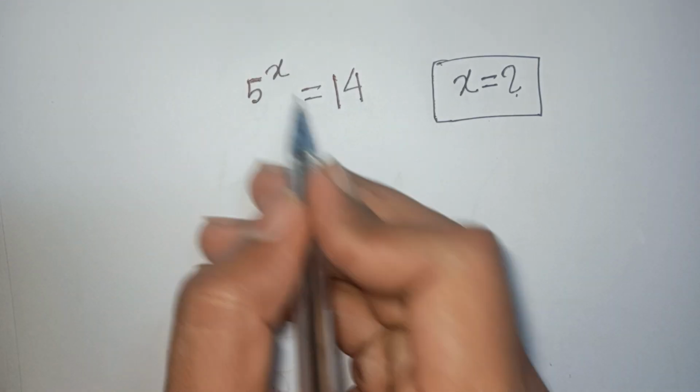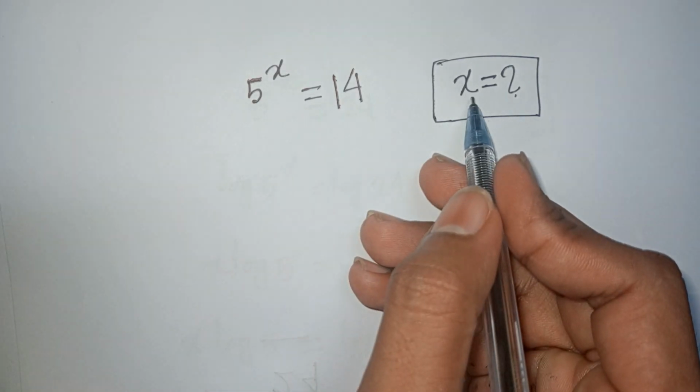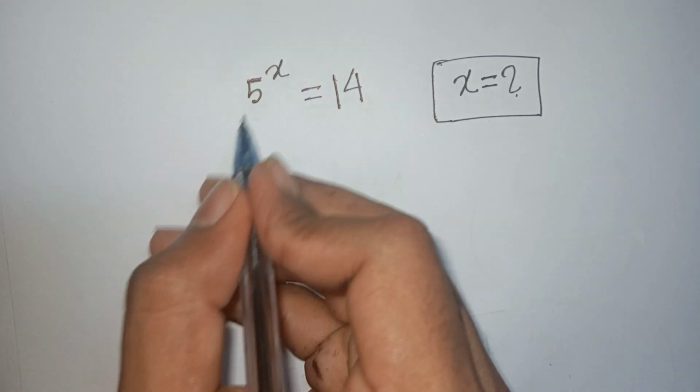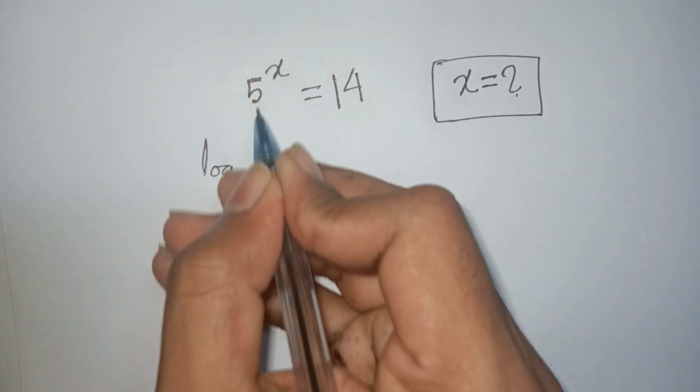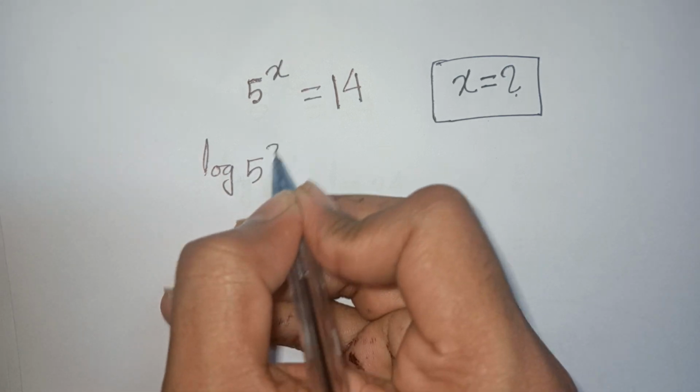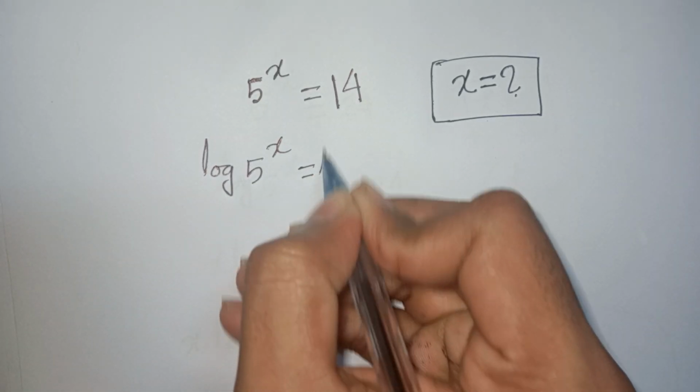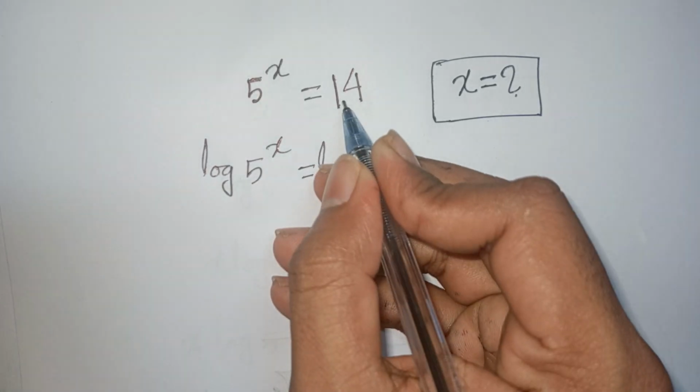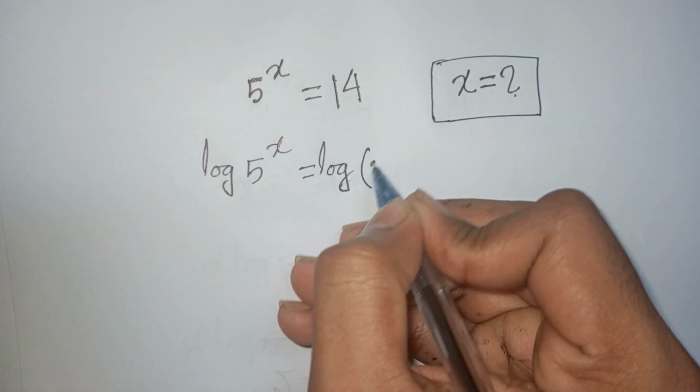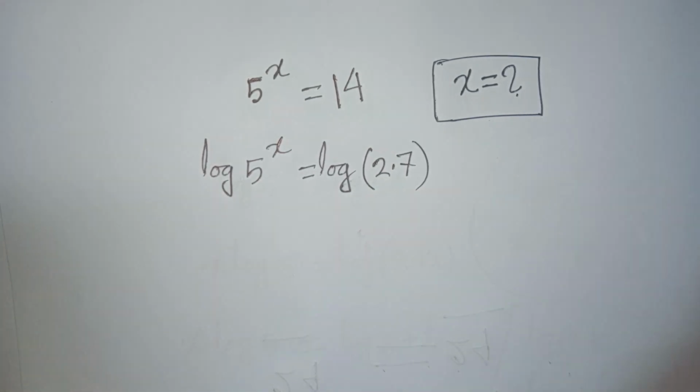How to solve 5^x = 14. Find the value of x. So we take log on both sides. So log of 5^x is equal to log of 14, which can be written as 2 times 7.